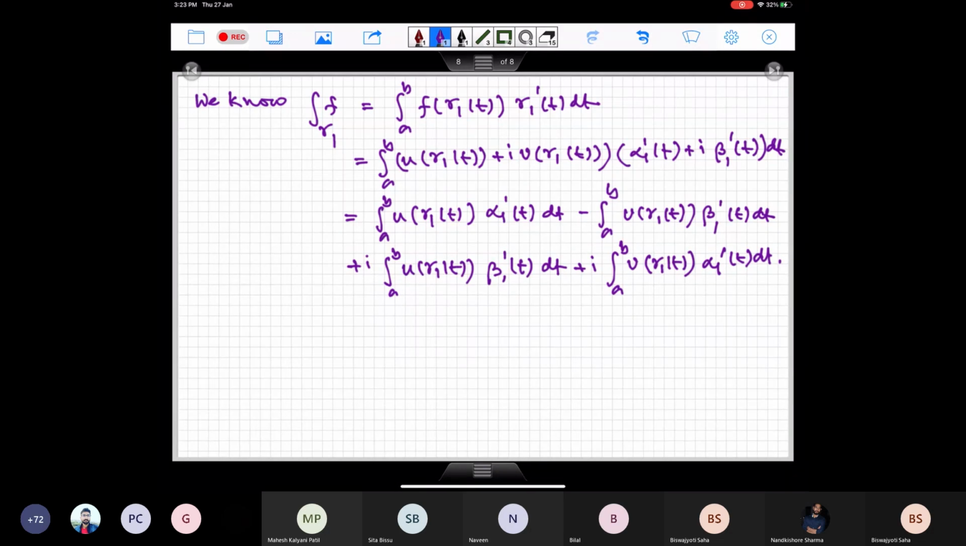Okay, so similarly, if you write the integral over gamma 2, what is your f? Similarly, you will be able to see this is the integral from a to b of u of gamma 2 t. So let me not write that. Let me just do the following. I'll just put i and j. So this is, let's say, gamma j, with u of gamma j alpha j prime, v of gamma j beta j prime, u of gamma j beta j prime, and v of gamma j alpha j prime. Okay, so this is what we have. So we know for j equal to 1, 2 I have this.